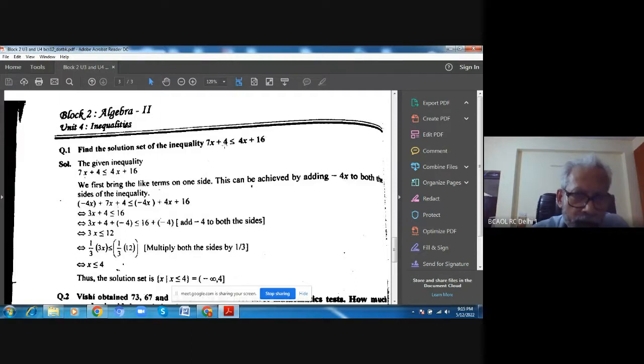7x plus 4 and 4x plus 16, it should not be equal. It may be lesser or greater than, whatever it is. So this type of symbols are for inequality. Equality versus inequality means that it is not equality. So the inequality symbols are coming.